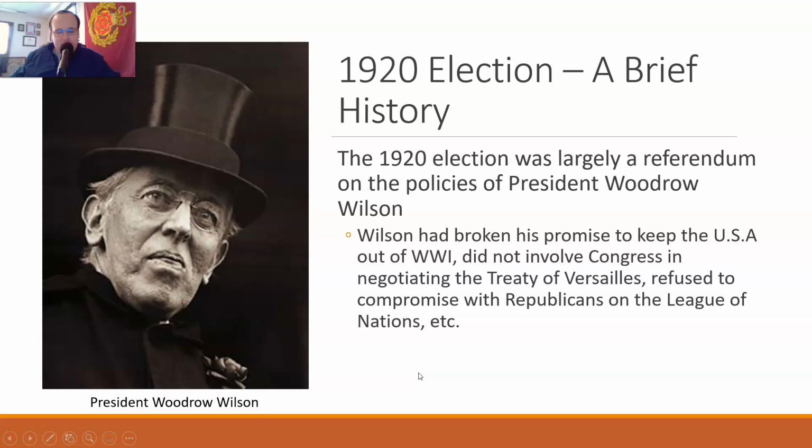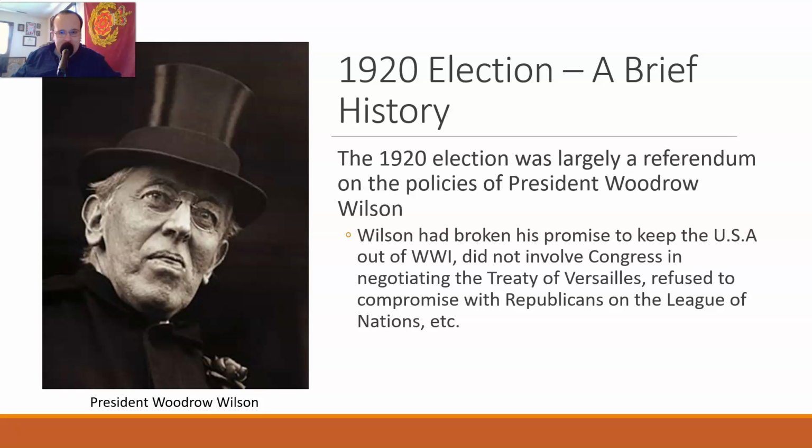So the 1920 election really was very largely a referendum on the policies of Woodrow Wilson, pictured there. He was very much a progressive figure, very liberal in his outlook. I don't mean Democratic Party, I mean just liberal, as we discussed in our previous unit on political theory. But he enacted a whole bunch of policies that weren't really popular with the American people any longer.